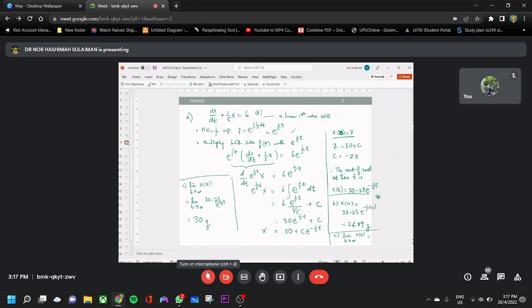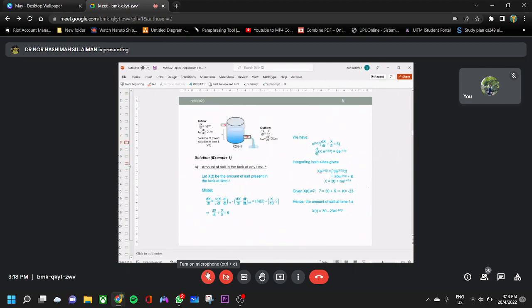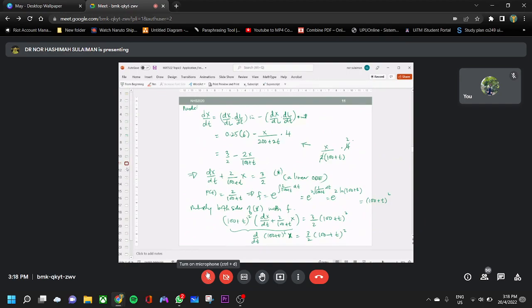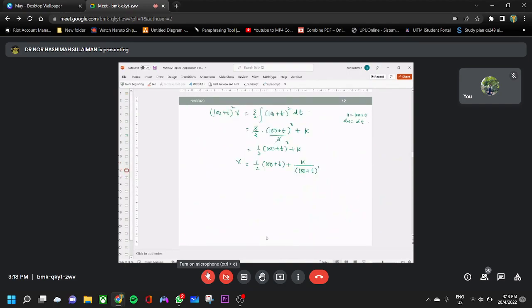Okay. Right. So going back to our discussion just now. Kat sini maknanya kita ada X(0) equals to 0. So we just plug in the value. 0 equals to 1 over 2, 100 plus T happens to be 0, right? Plus K over 100 squared. Okay, can someone please calculate the K for me?